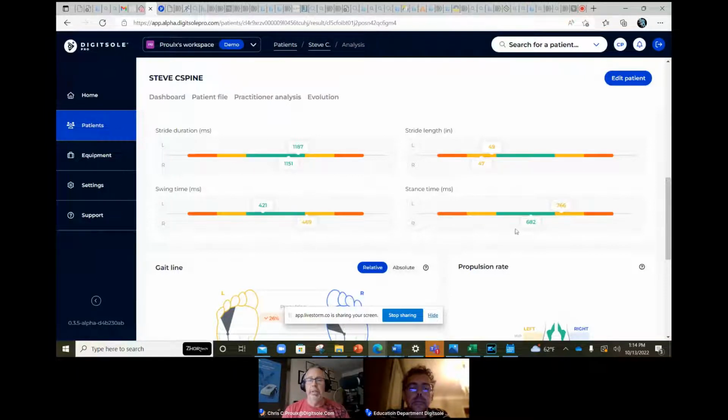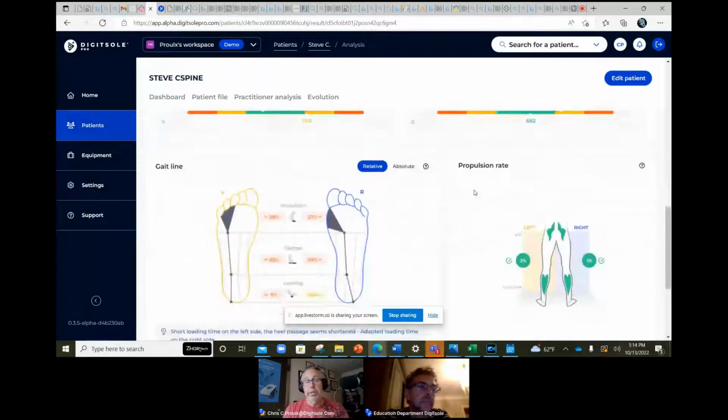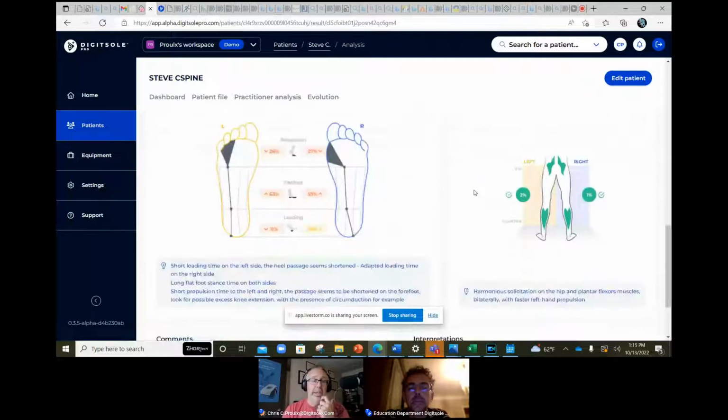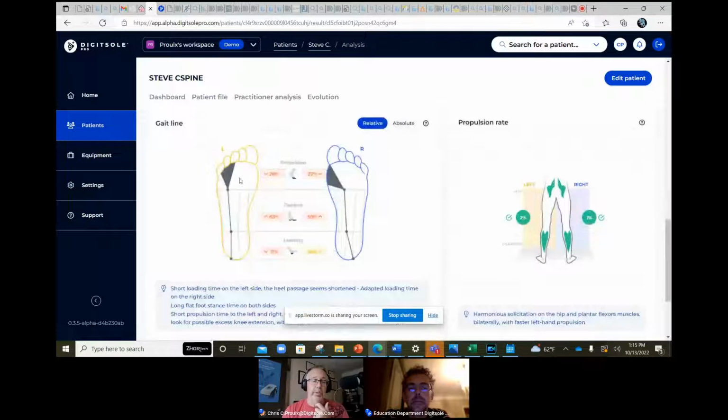And then we look at the stance phase, and we already knew that he was spending more time in the stance phase, by 80 milliseconds on that left side. So we already knew that. But hopefully that gives you some indication as to why you see some of these differences, and they're going to be somewhat related. Okay, so now we're going to look at the gait line, and this is what is interesting.